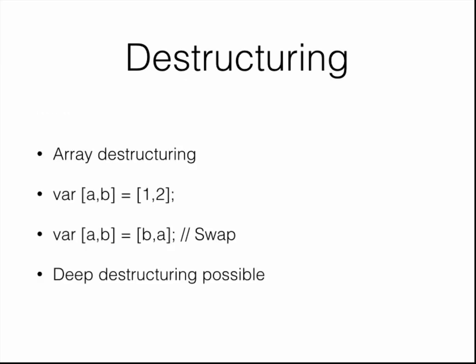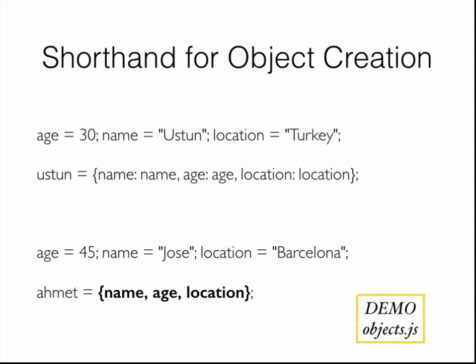You can also destructure arrays. So var square brackets a, b equals 1, 2. This means match the right-hand side to the left-hand side. So a becomes 1, b becomes 2. For example, the swap operation in JavaScript, var ab becomes ba. Very simple operation. And again, as I answered before, deep destructuring is possible.